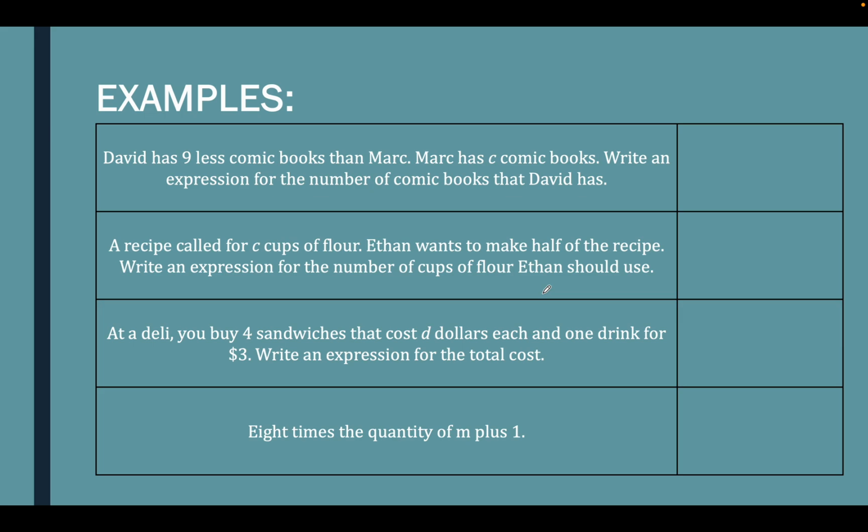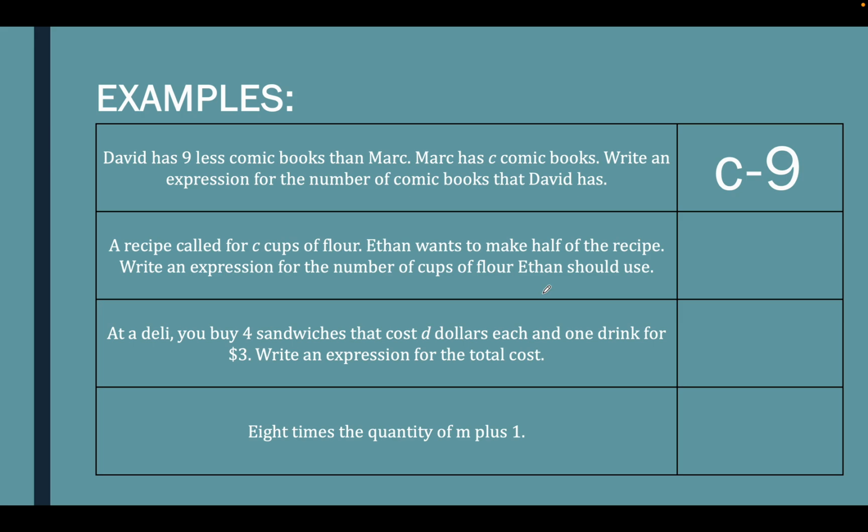Let's try a few others. David has 9 less comic books than Mark. Mark has C comic books. Write an expression for the number of comic books that David has. This would be C minus 9. We would need to take the number of comic books that Mark has and take away 9 from it, not the other way around, 9 minus C. That would be a different problem.